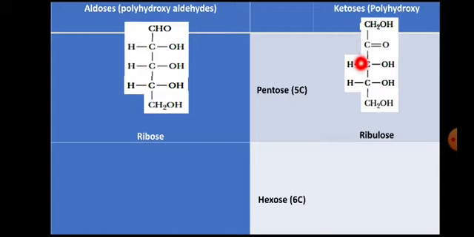This is the structure of ribulose. Again, you have to draw 5 carbons. This group make it CH2OH, and the first one CH2OH. Second one ketone, that is C=O. Third one H and OH. Fourth one H and OH. This is the structure of ribulose sugar, which is a keto sugar containing 5 carbons.